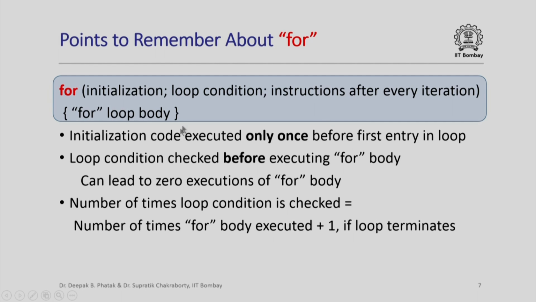Clearly, the number of times the loop condition is executed is 1 plus the number of times the loop body is executed, because the last time the loop is executed, if the loop terminates, the loop condition will evaluate to false that last time, and the loop body will not be executed that last time. Therefore, the number of times the loop condition is checked is the number of times the for body is executed plus this one last time when the loop condition evaluates to false and control comes out of the loop.